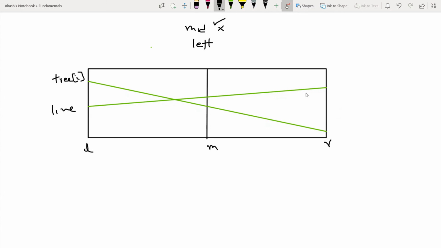So we will go to the right, and if the mid value is equal to the left value, then we go to the right. And if these two change, that means the intersection happens on the left side, so we are going to go left. So let's jump back to the code.